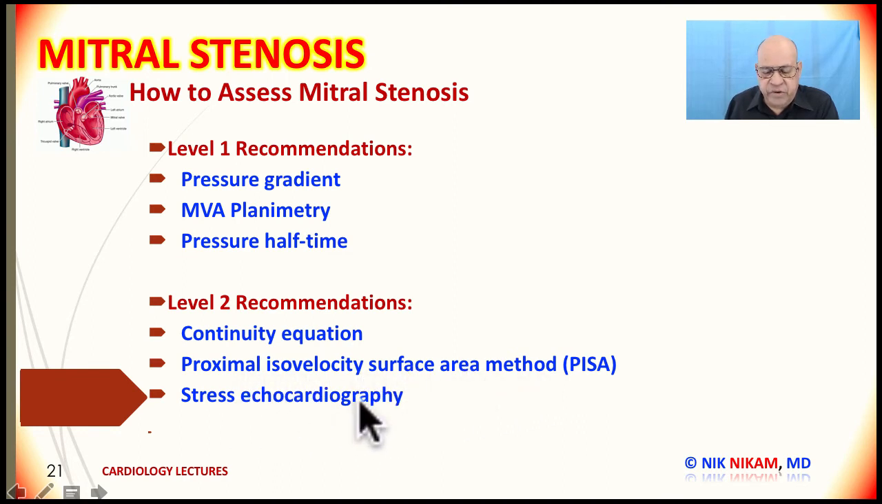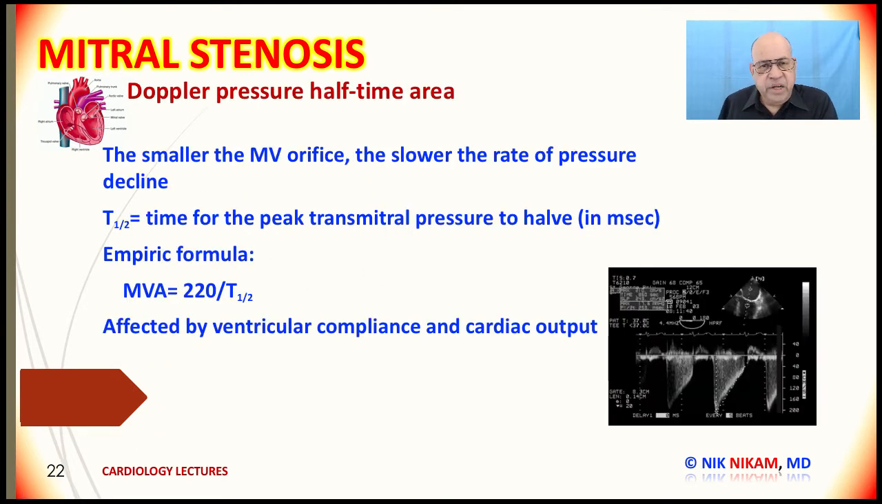and stress echocardiography. But for most practical purposes, we should be able to get a fairly accurate mitral valve area using pressure gradient, which we're going to look at in a minute, along with mitral valve planimetry, which I already talked about, and also using pressure half time. And surprisingly, all these calculations are done by the modern echocardiography machines. So basically, we just need to get these numbers and then calculate the mitral valve area.